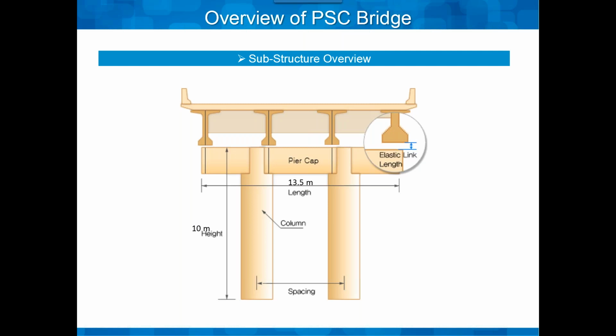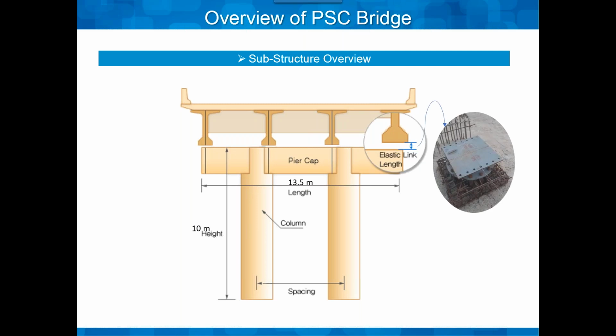In case of the substructure, we are going to model the bearings with the help of elastic link. The bearing height is going to be 100 along with the pedestal. The pier cap will have a length of 13.5 meters, and there will be a single column of 10 meters height.